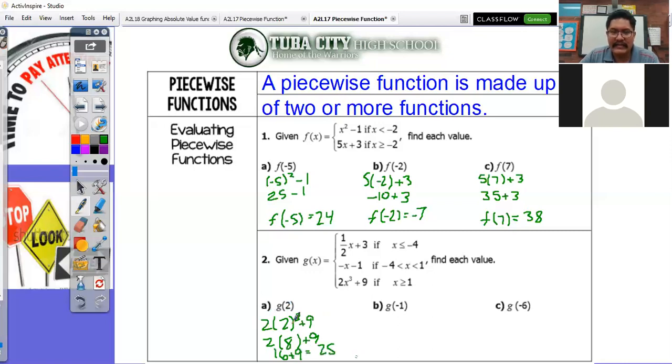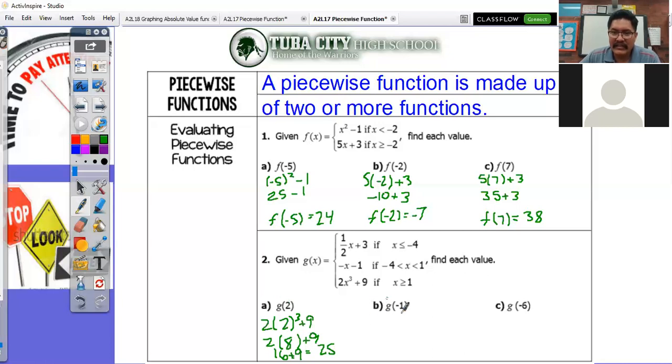Now I really should write that in G of 2 equals 25, because it tells me when my input is 2, my output is 25. But I'm out of space, so I'm going to go ahead and just leave that one as is, and let's move on to the next one.